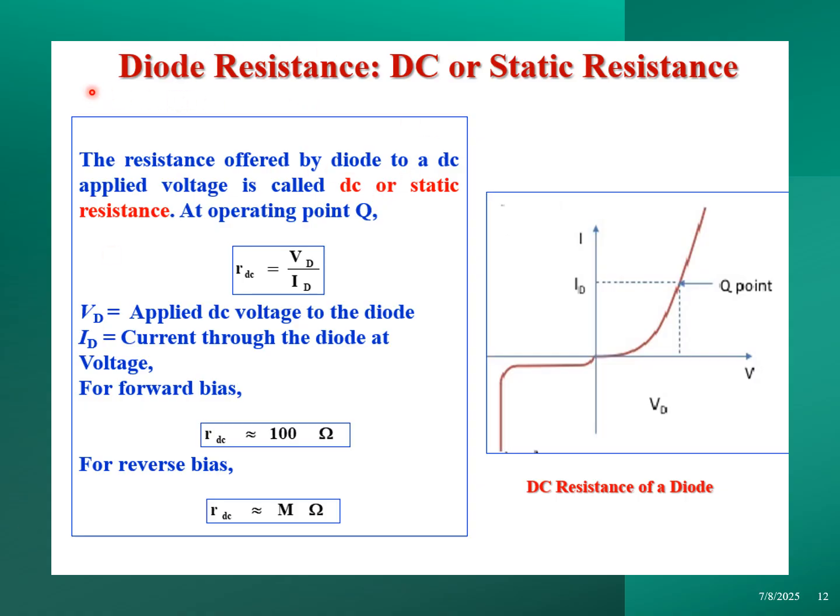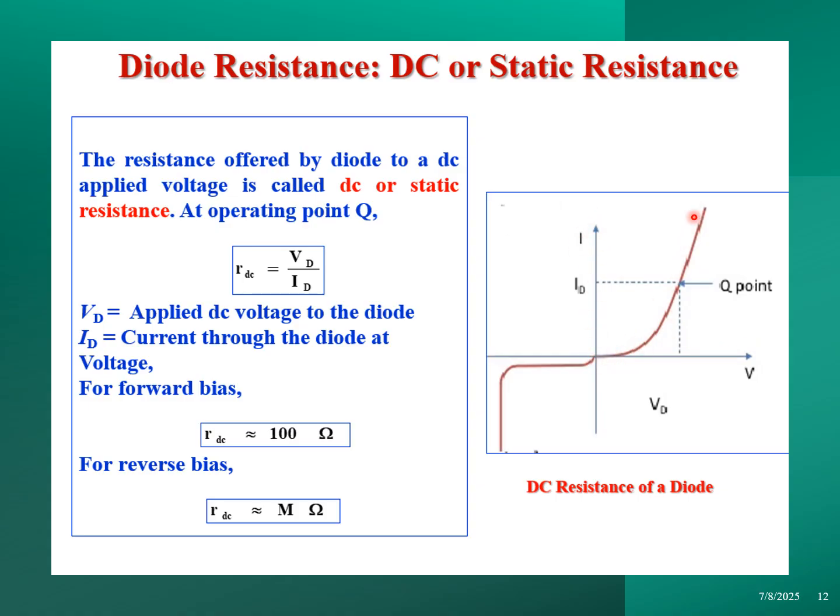Diode resistance. For an ideal diode, the resistance is 0, but ideal diodes are not available. We have only practical diodes. So we will see the diode resistance: DC resistance and AC resistance. DC or static resistance: the resistance offered by the diode to a DC applied voltage is called the DC or static resistance. In the forward bias condition, we have the applied voltage and the current through the diode, the V-I characteristics.